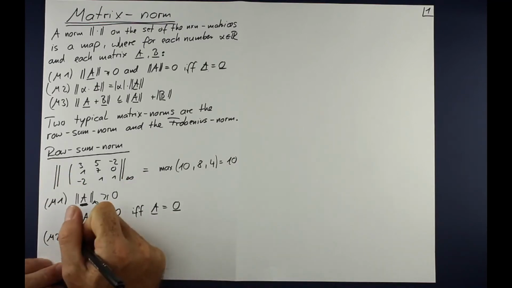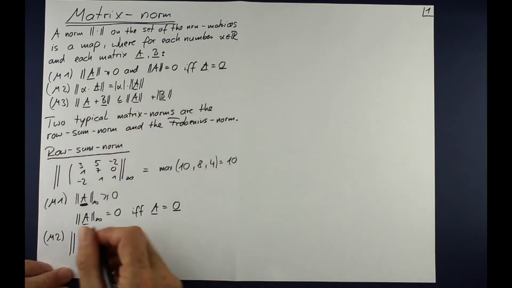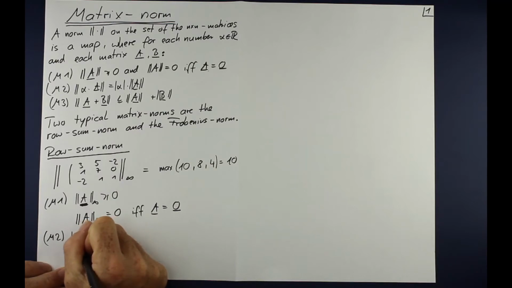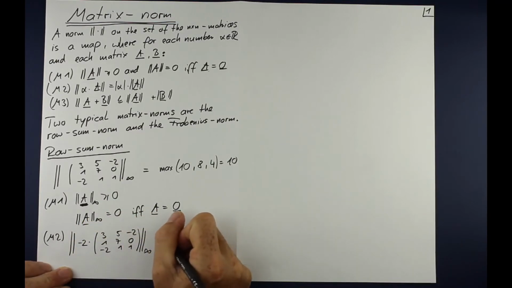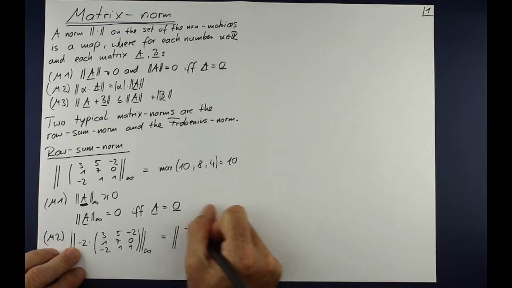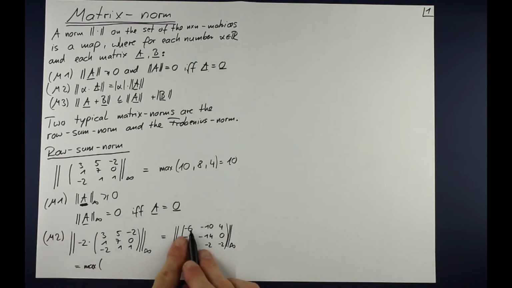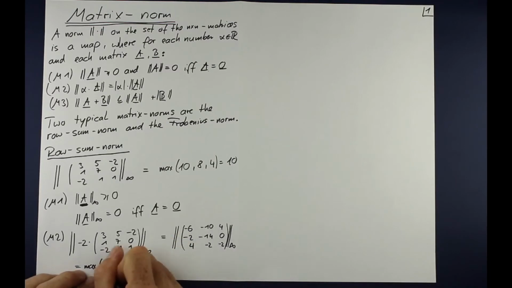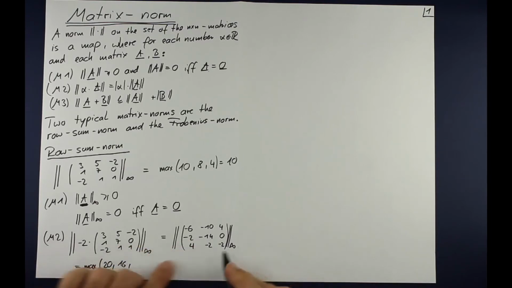So let's check if this is true. So which number should I use? Let's say we use -2 times. And what do we get? So let's first multiply, then we get -6, -10, 4. And now let's add these numbers, their absolute values. So 6 plus 10 is 16, and 8.